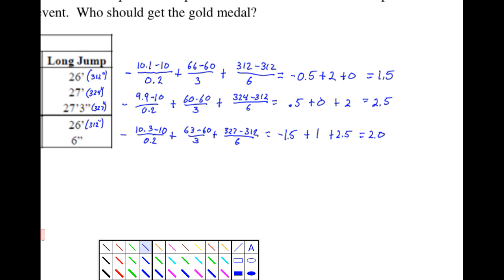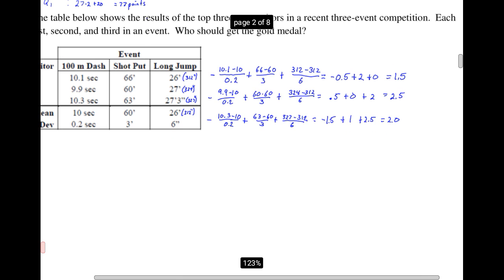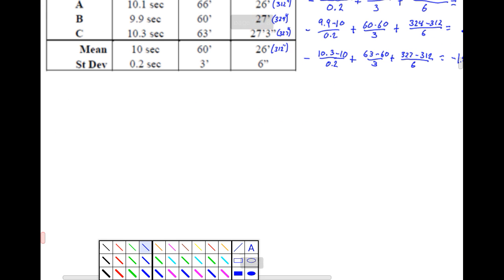So it would appear that competitor B would win, C would come in second, and third would get the bronze medal. So we want to write that out to actually answer the question in a complete sentence. Competitor B has the more unusual overall score.